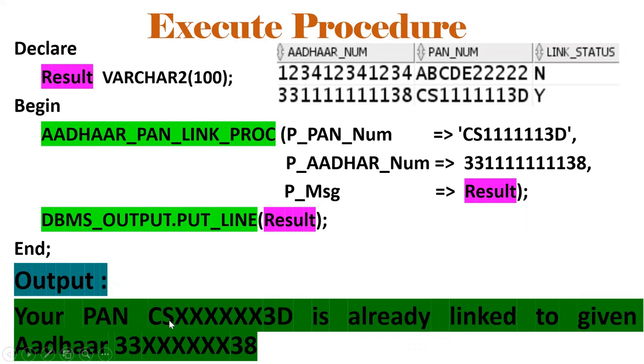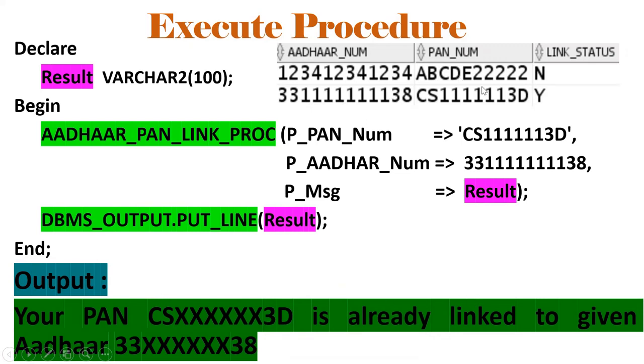So why are we getting CS3D? See why we are getting CS3D? They are extracting the first two and last two by using the substring concept. In a similar fashion, the Aadhaar number is also first two and last two by using substring, and the remaining are masked. This is nothing but the masking concept. Hope this is clear. So if already linked, we need to say your PAN, using the masking concept, is linked to the given Aadhaar.